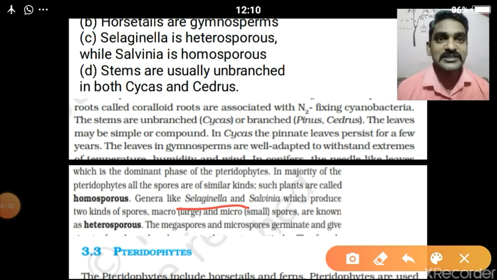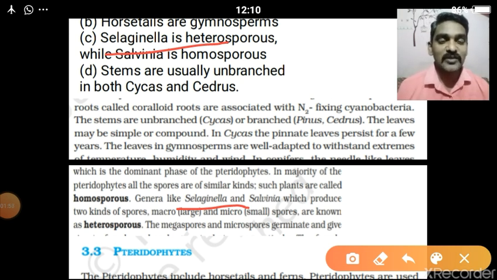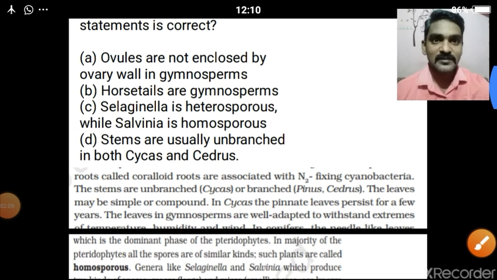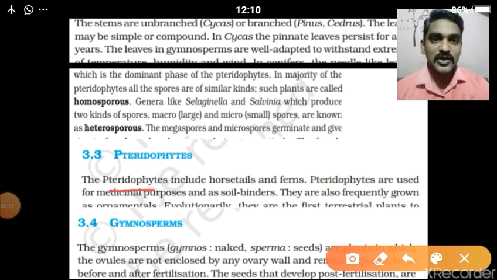Whereas the option says Selaginella is heterosporous, Salvinia is homosporous. They have given it like that, so that is also a wrong option. So next, if you see, the next option is that horsetails are gymnosperms. For that also you can see here, pteridophytes include horsetails. That means horsetails come under pteridophytes. They will not come under gymnosperms. That option is also wrong.